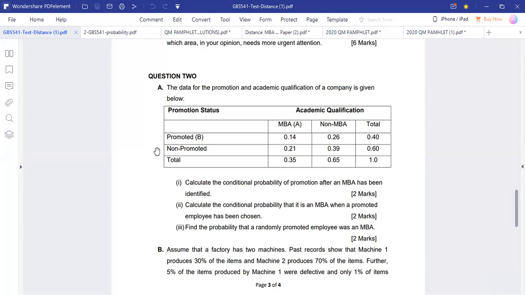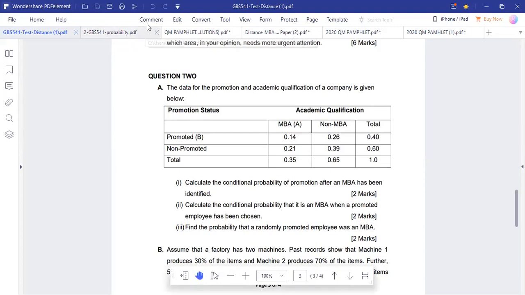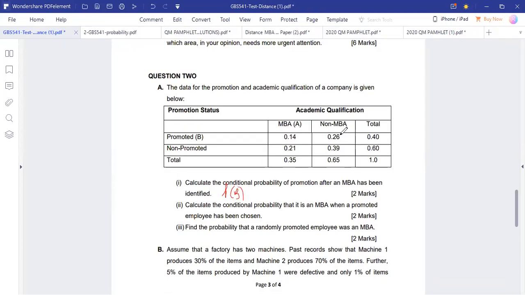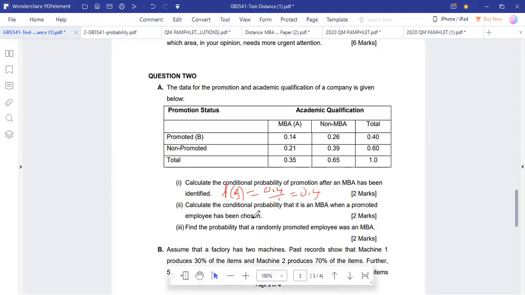Okay. So in short, they're asking us for the probability of what? B. What's the probability of B? It's 0.40. Yes. How did you get that? Probability of B, the total for B over the grand total. So 0.4 over 1, which is what? 0.4. Then part B.